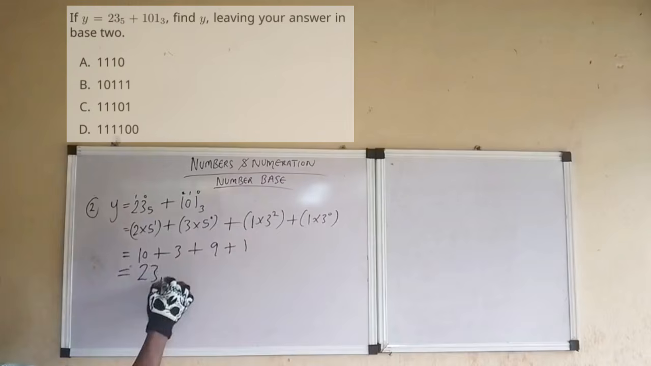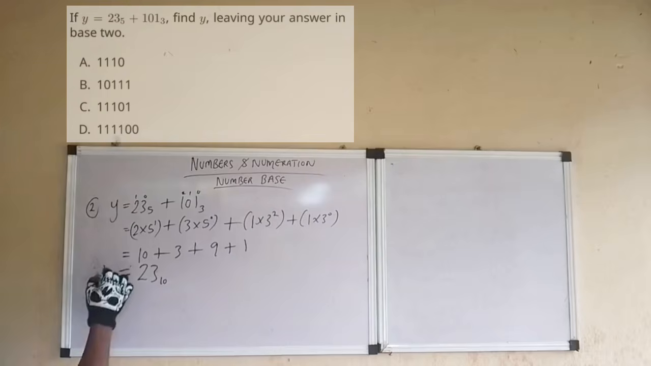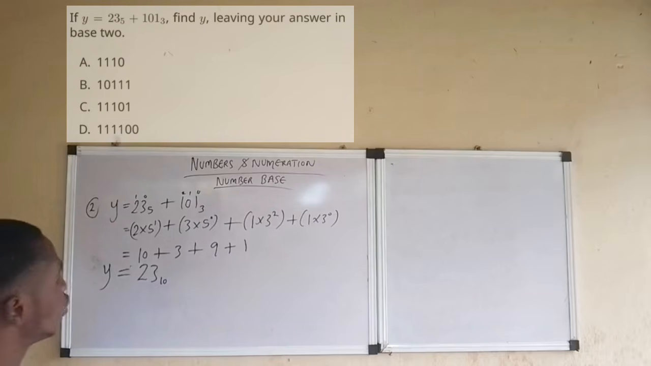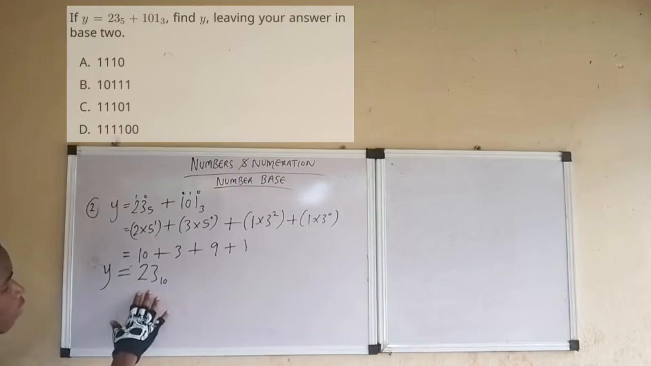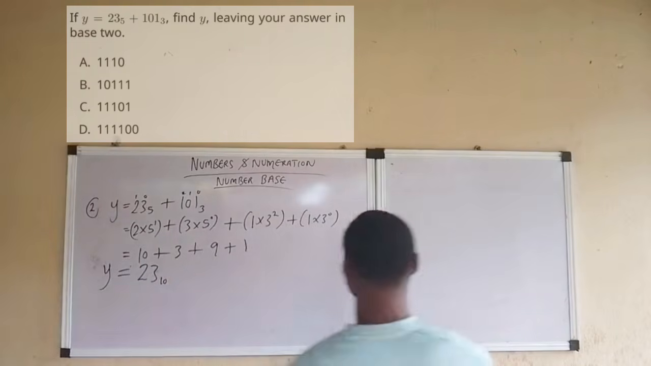Okay, we have successfully converted these numbers to base 10. So y in base 10 is equal to 23 base 10. But this is not what the question wants us to do. The question wants us to leave our answer in base 2. So we are going to now learn how to convert numbers from base 10 to base 2. So how do you do it?